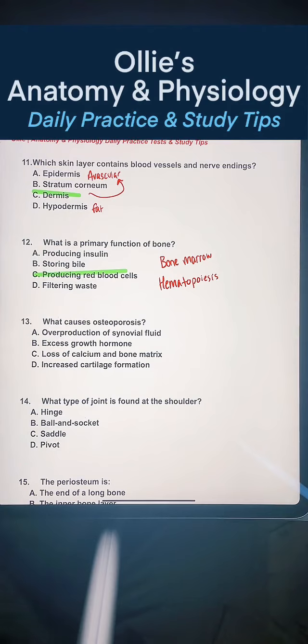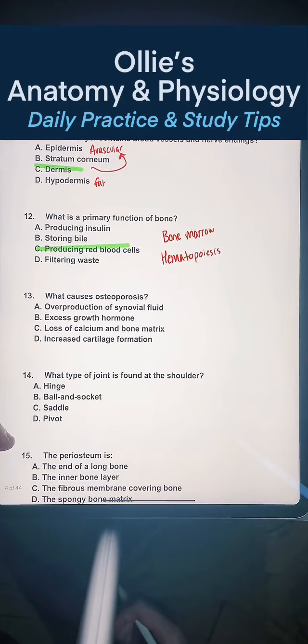Insulin is for the pancreas. Storing bile is going to be the gallbladder. Our bile is produced by the liver. And filtering waste is going to be done by the kidneys. But yes, the bone does have more function than just support and structure. It does have some hematopoiesis function in it. That is one of the main functions as well.